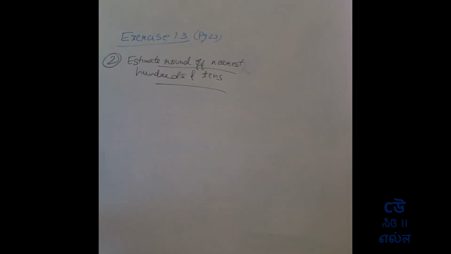So next heading is, we have to give a rough estimate by rounding off to nearest hundreds and also a closer estimate by rounding off to nearest tens. Okay.